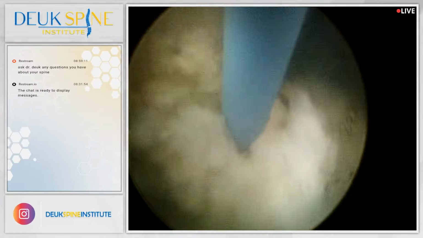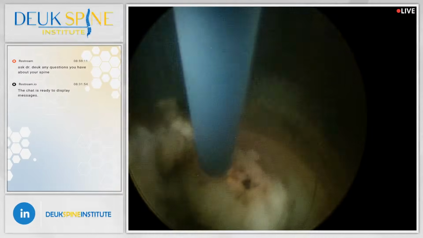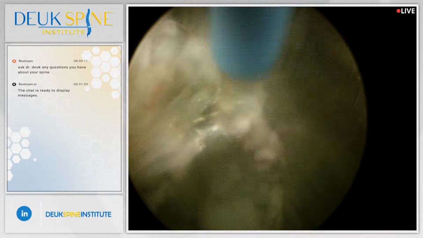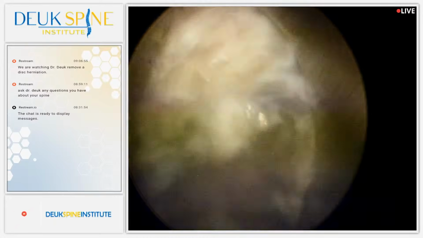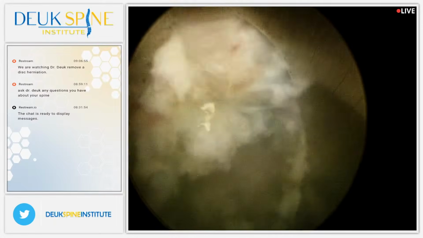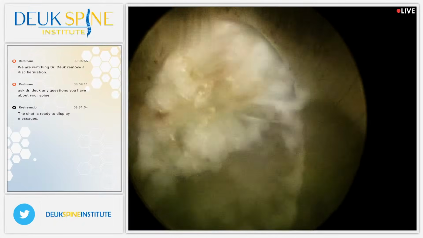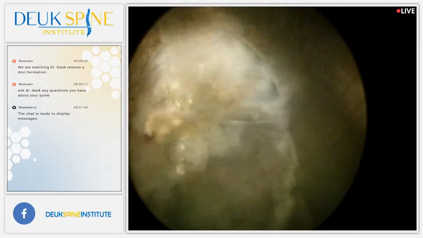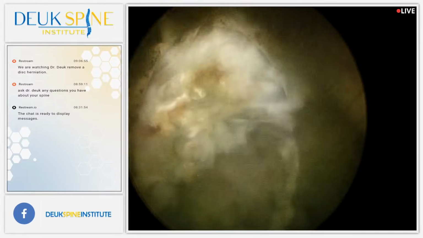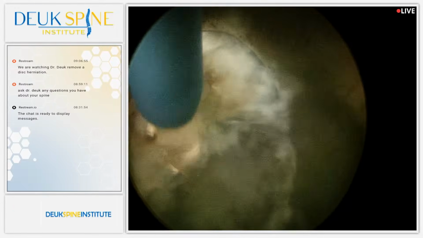Deuk Spine Institute is the first spine clinic in the world to offer tailored treatment to specific causes of back pain. Other doctors just do fusions. They fuse your whole spine, and they fuse areas that don't need to be fused, or they offer you spinal cord stimulators or procedures that don't work because they're not treating the source of pain.